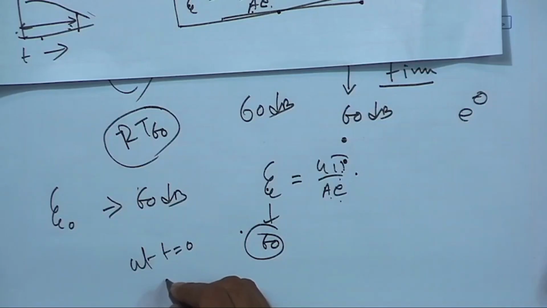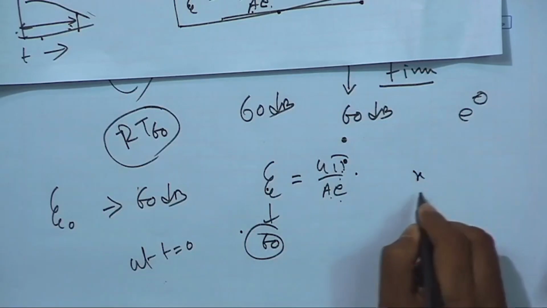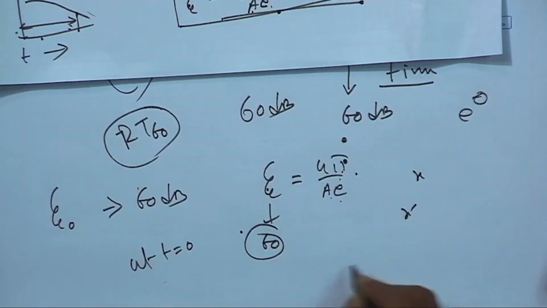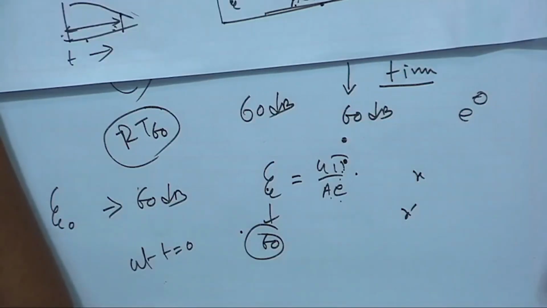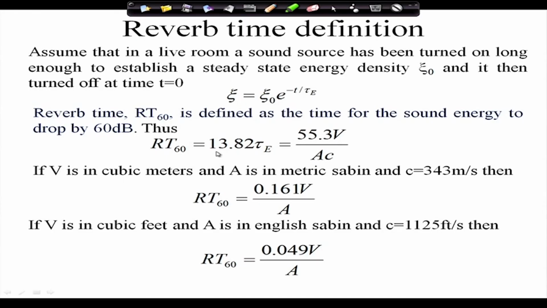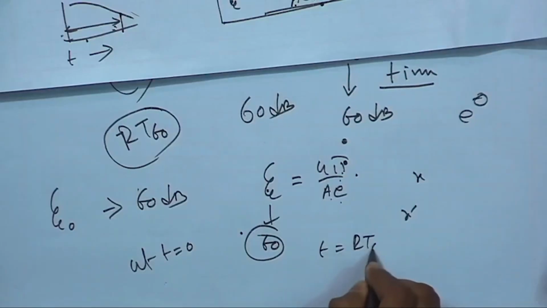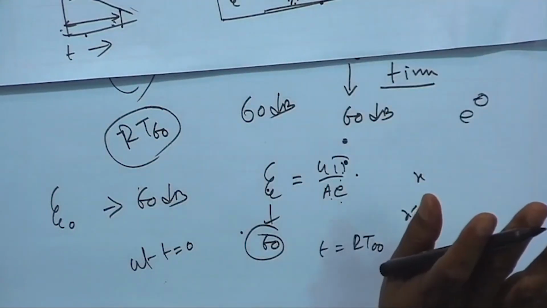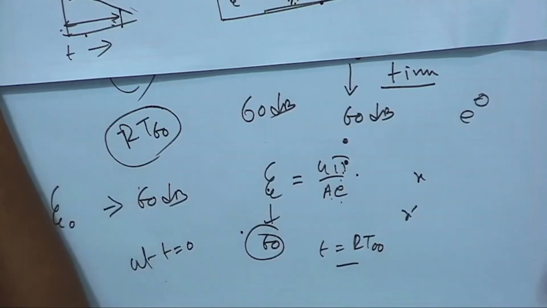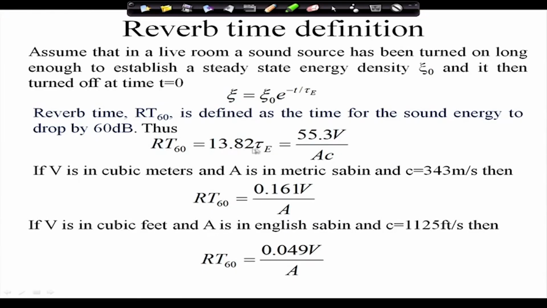Okay, 60 dB drop. So, if psi 0 is, let us say, x, then I have to find the energy which is dropped by 60 dB. So, I can relate that equation and calculate RT 60, where I put t equal to RT 60. Then I calculate the time and I can find out that RT 60 will be 13.82 tau e. So, psi equals psi 0 into e to the power minus t by tau e.